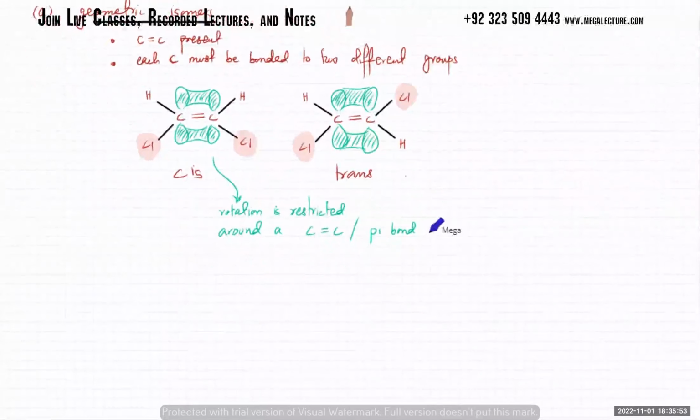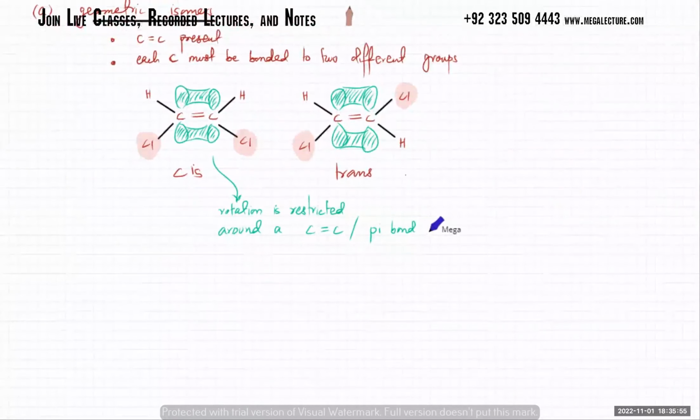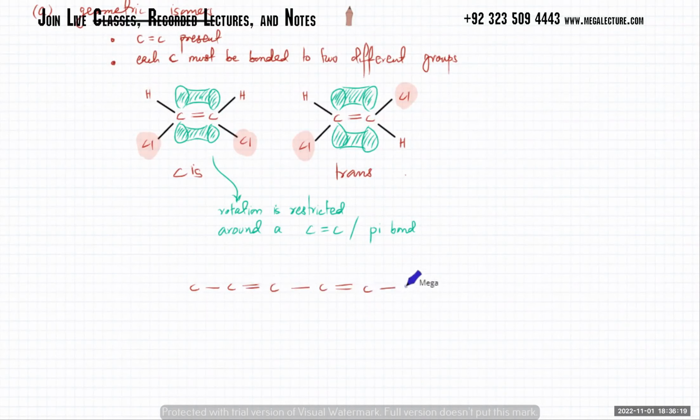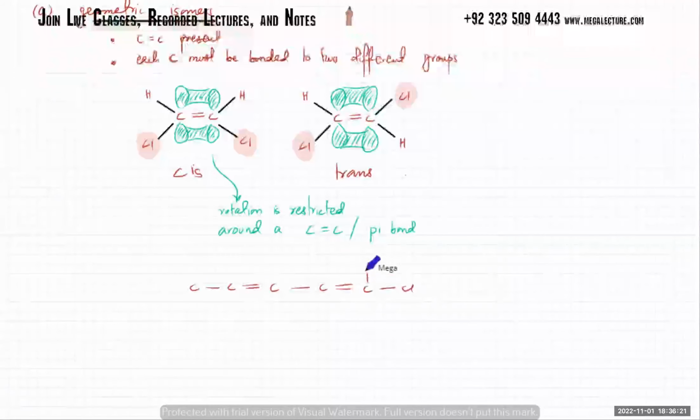We'll just do a couple of examples. Let's say I've got this molecule with the double bond and there's a carbon atom, and then there's another double bond and a Cl, and there's H.